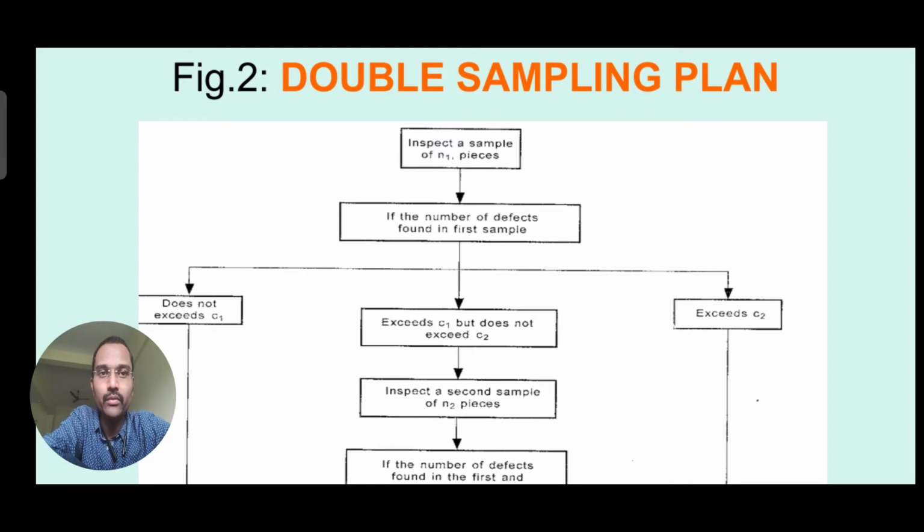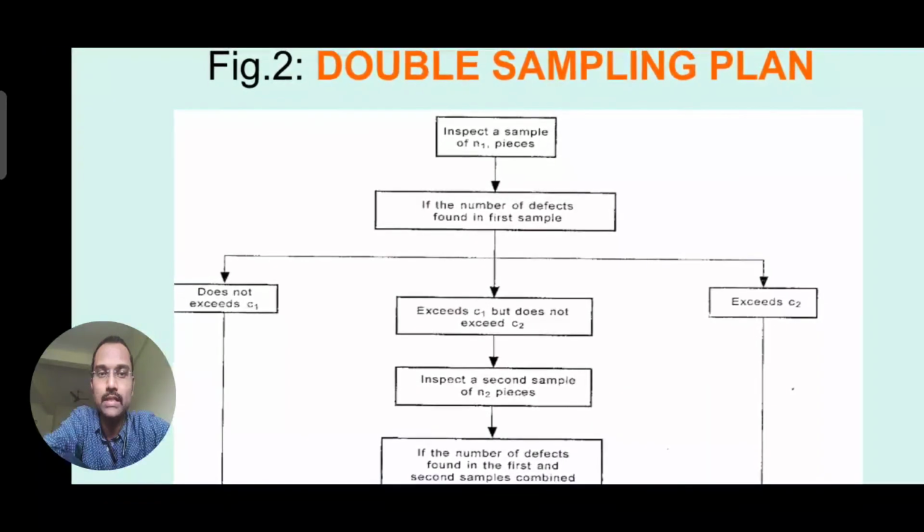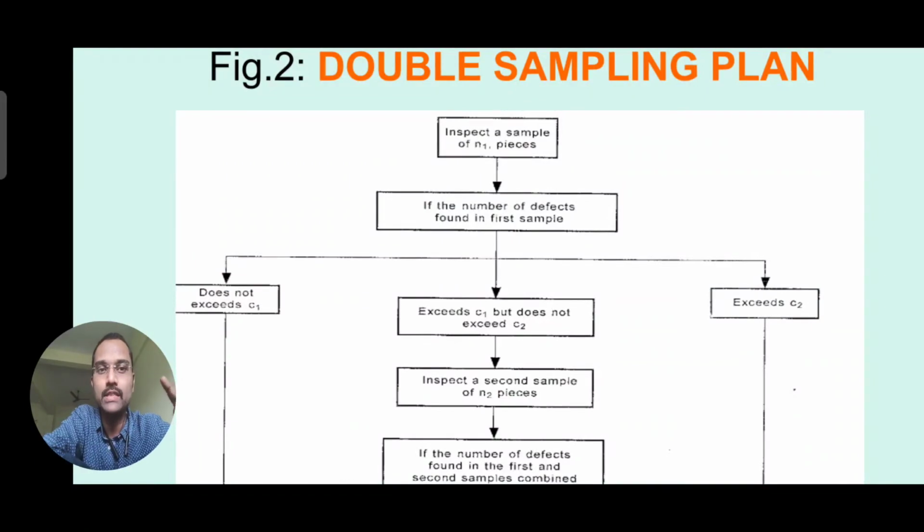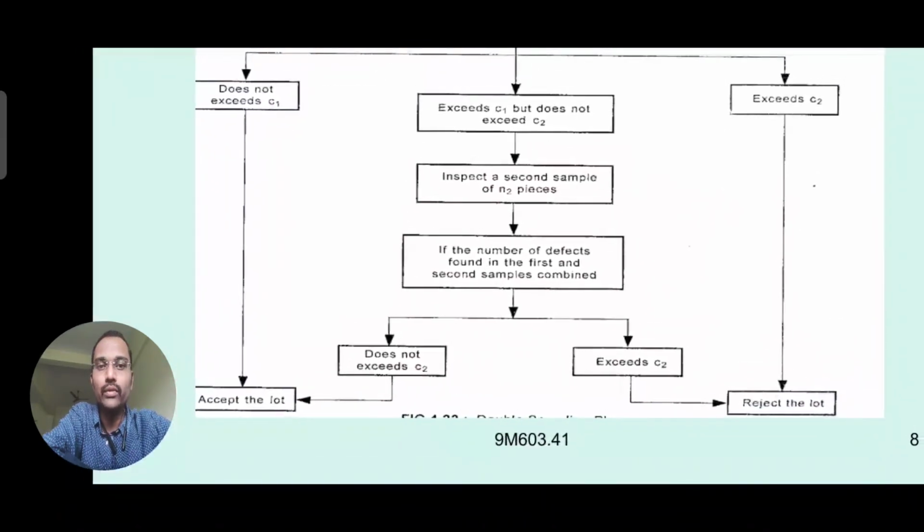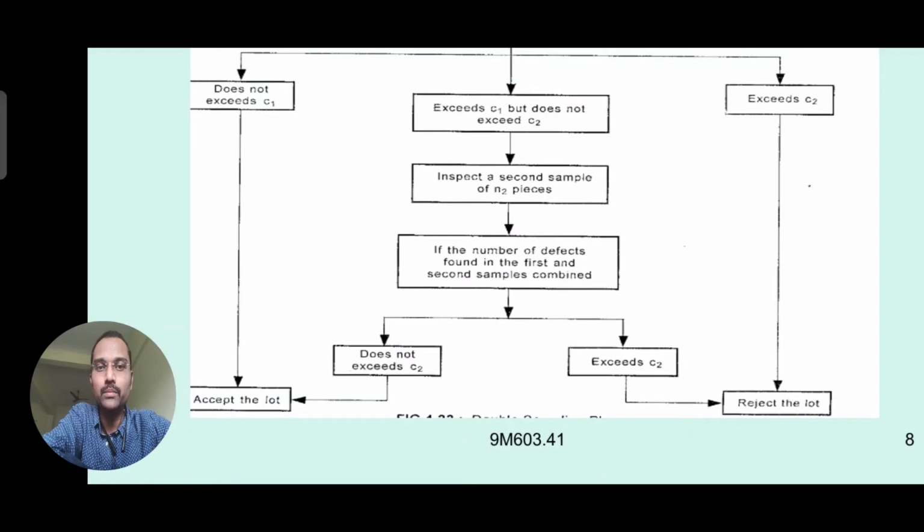If the number of defects found in the first sample does not exceed C1, say 1 unit is defective, it is not exceeding, other than that 1 unit, the remaining are all safe, then simply go for accepting that lot. You can see at the bottom you are accepting the lot here. Why? Because it does not exceed the C1 value. Not getting more than 1 defective unit, so you can accept the lot simply.